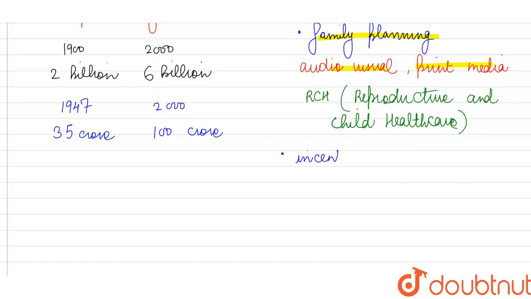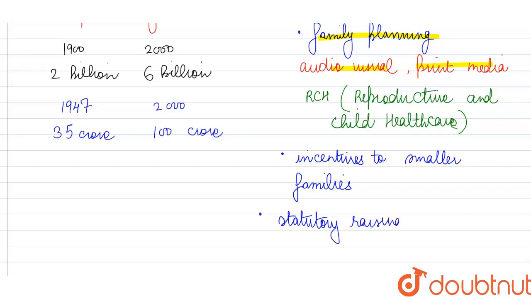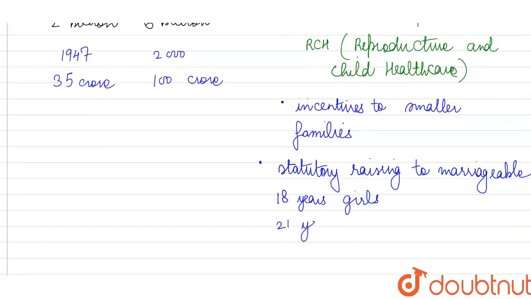Now, the government also gives some incentives to smaller families to encourage couples to have less children, not more than 2 children. And we have also seen that there is a bar on the marriageable age now. The government has raised the minimum age for marriage to 18 years for girls and 21 years for boys.